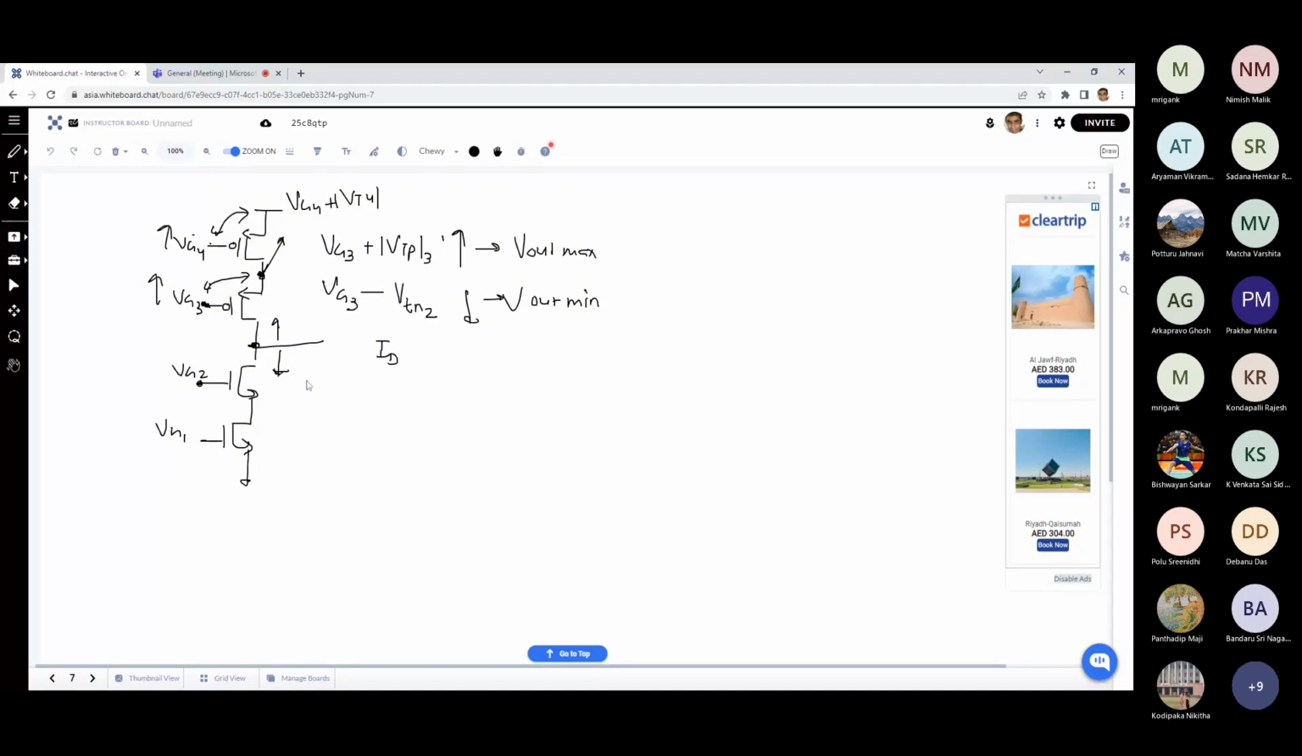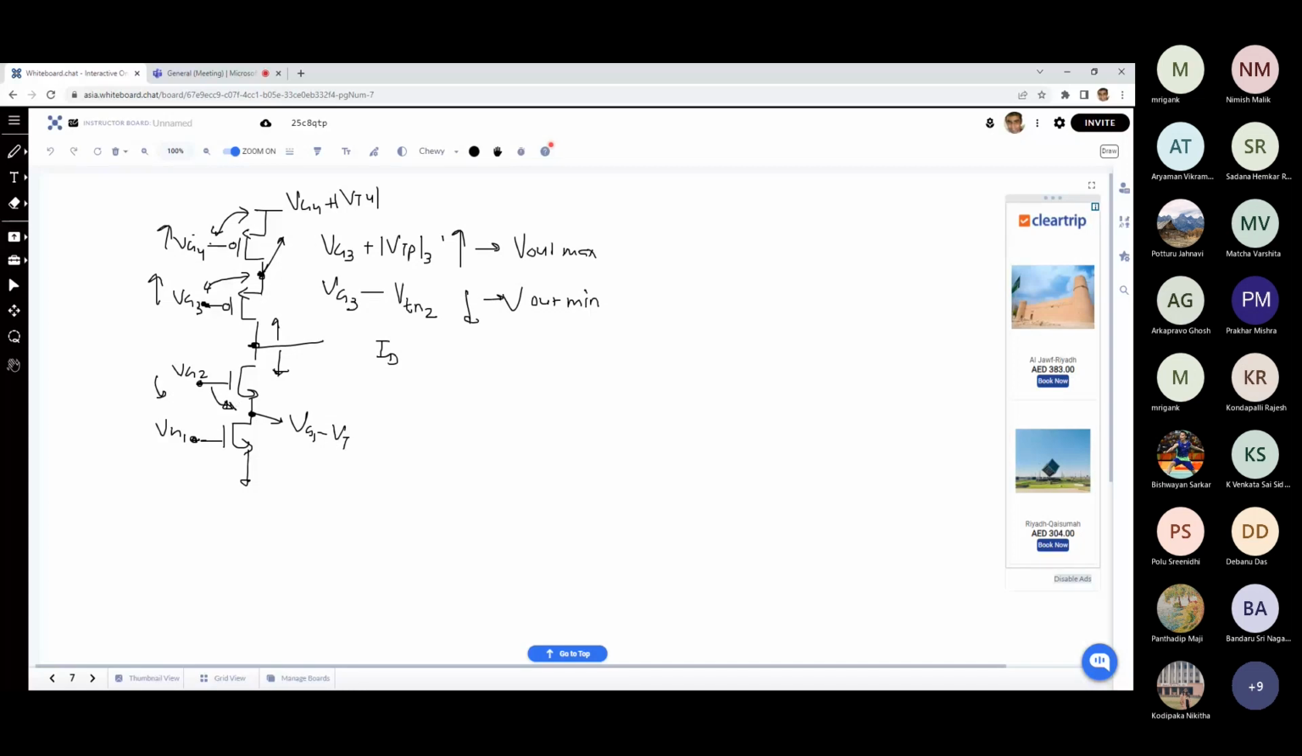Same thing you can say about the lower one. For the lower one also, you'd like to minimize VG2. If you minimize VG2, what will happen? This node will also go down for a given ID, if you want to maintain ID, VGS will go down, and then this minimum will be determined by VG1 minus VT. So in order to be able to apply the minimum possible VG2, you need to minimize VG1 also. For that, again, the situation is the same: you have to increase the W by L of these MOSFETs.